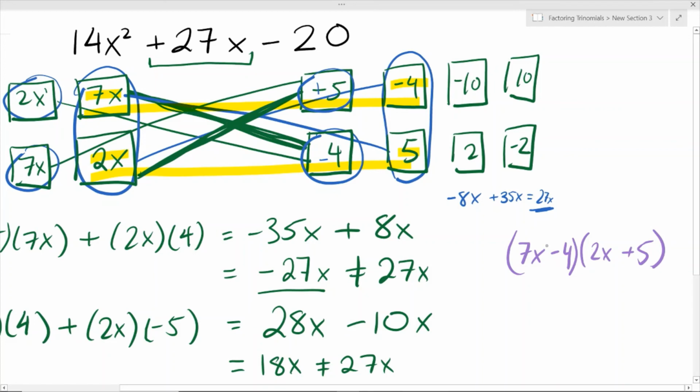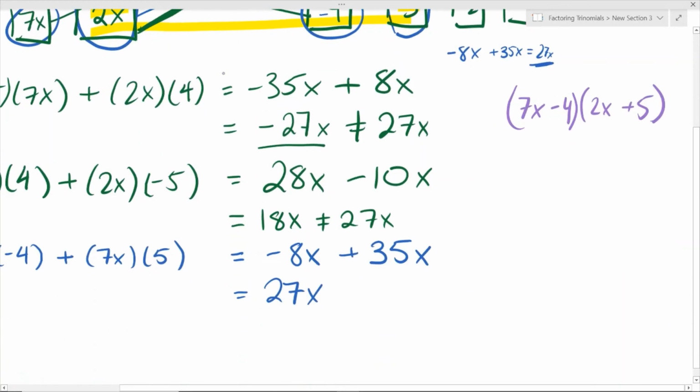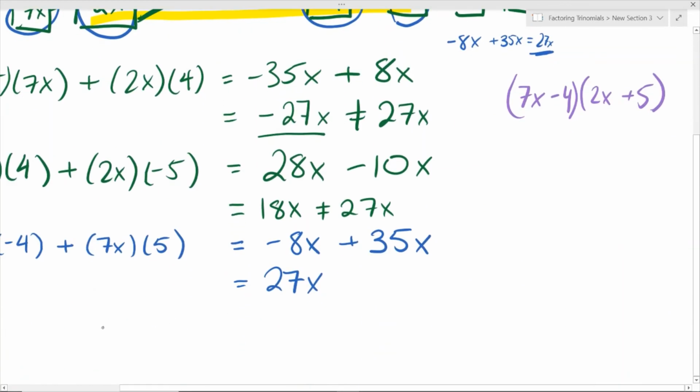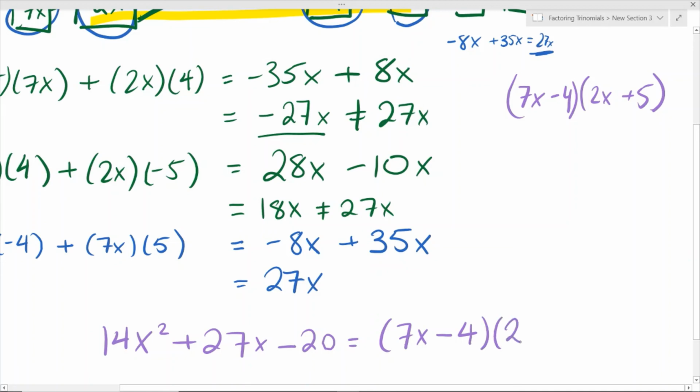So these are our factors. We can conclude that 14x squared plus 27x minus 20 is thus equal to 7x minus 4 times 2x plus 5. And there we have it factored.